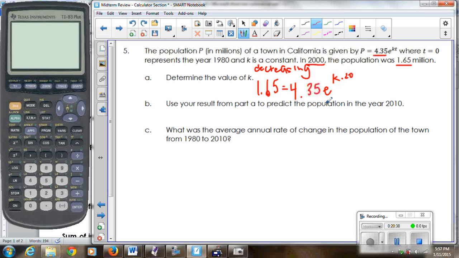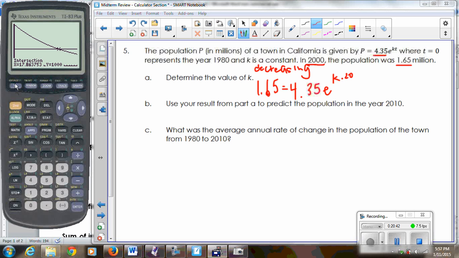And so now I can just go ahead and enter each side of the equation into a different equation on my calculator. So let me clear out what's in there. And so if I enter 1.65, and the other equation is 4.35, and then I'm going to use my E. And notice that you need to have parentheses around your exponent. I'm going to go ahead and type this in. That was 20x.